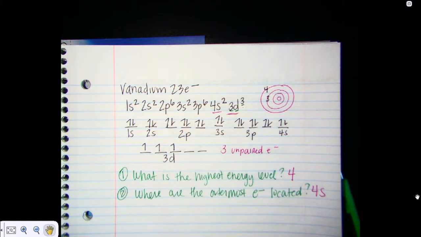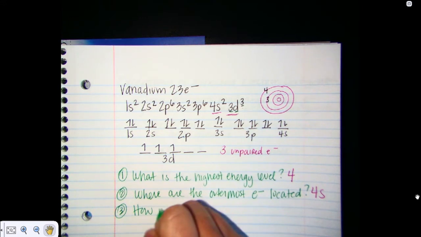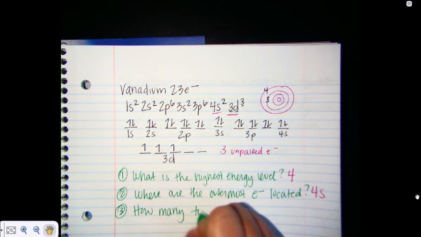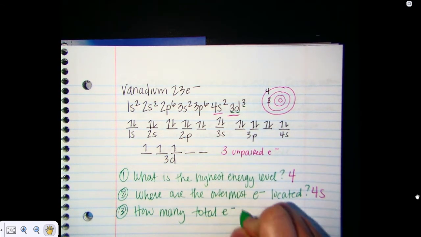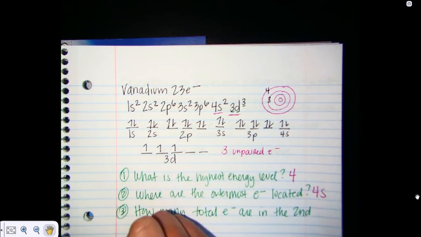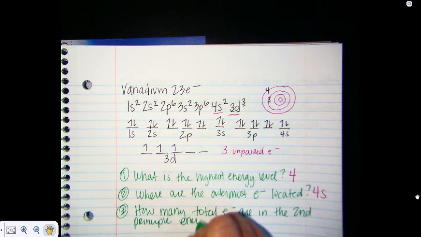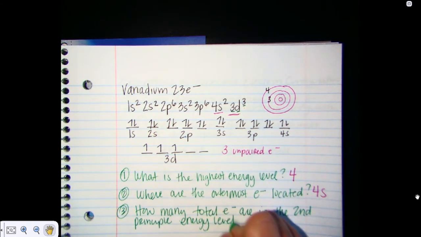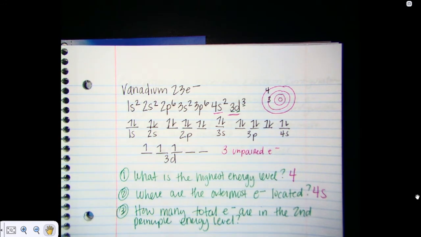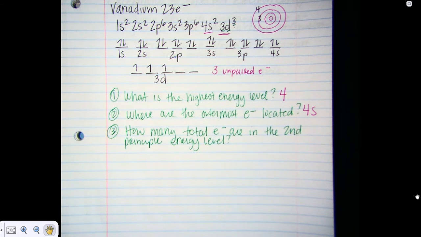And then the last question, how many total electrons are in the second principal energy level? Well, does calling it a principal energy level make it any different from an energy level? No, right? It's just more words.